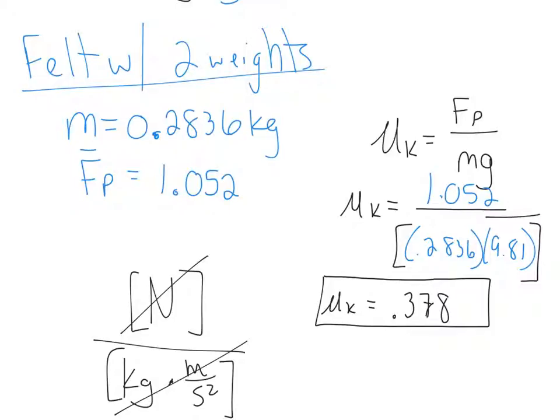A Newton over a Newton does what? So what are the units? Nothing. It's unitless. There's no units. Because a Newton over a Newton cancels, right? If I have a certain amount of Newtons divided by another certain amount of Newtons, I look at my units. Newtons over Newtons cancel. So there are no units to mu, ever. There are never going to be units for mu. It's always going to be Newtons divided by Newtons.